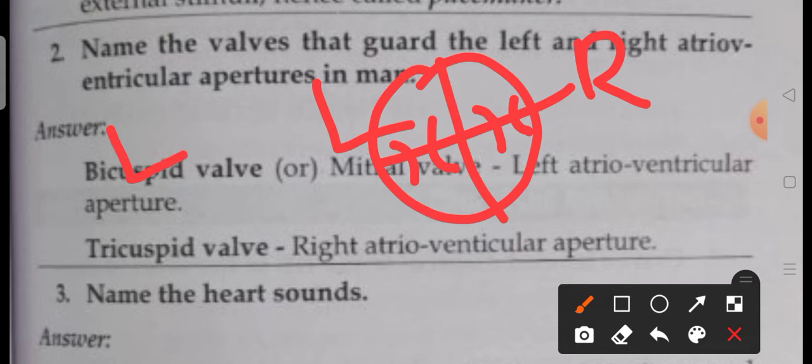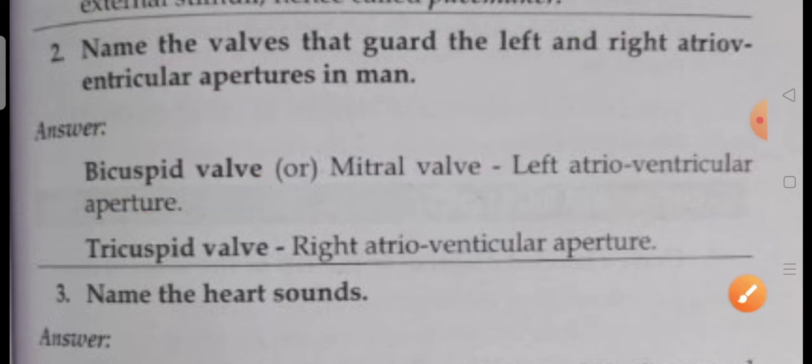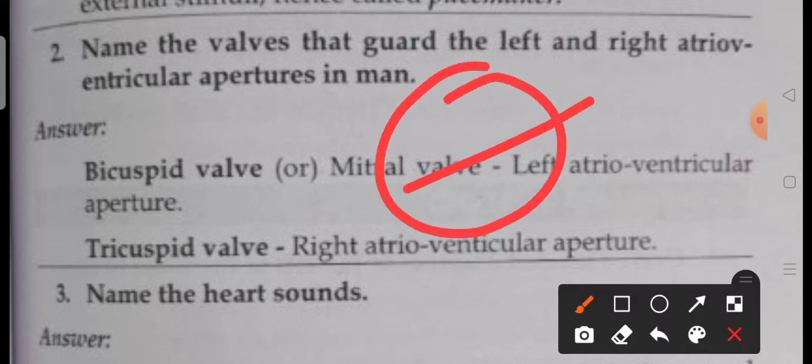Okay, left, just to keep it in mind. LMB. Otherwise, you can also imagine it like this.